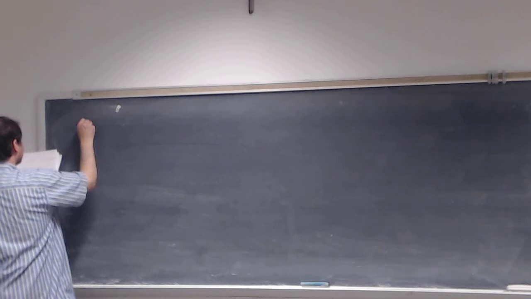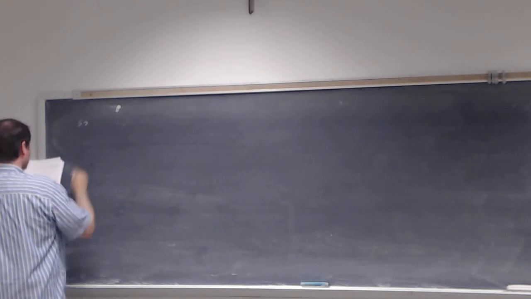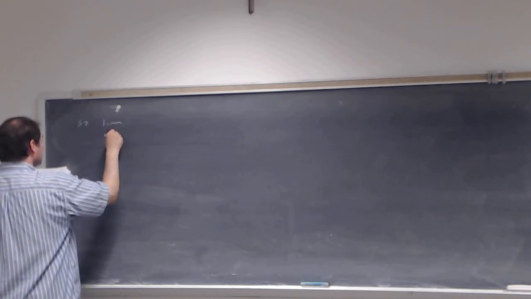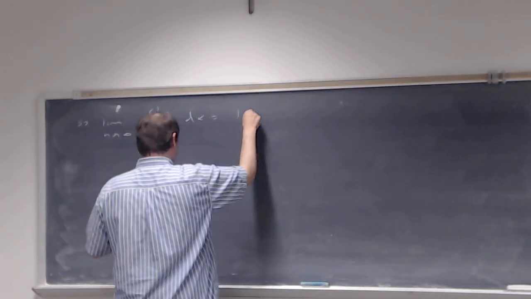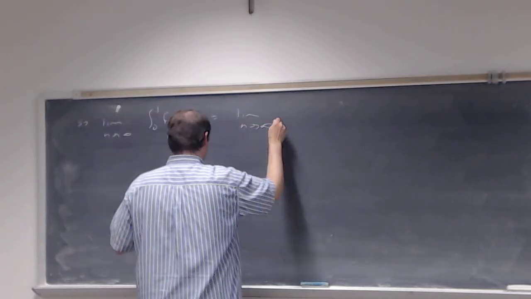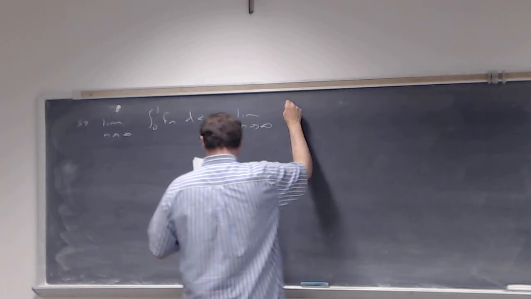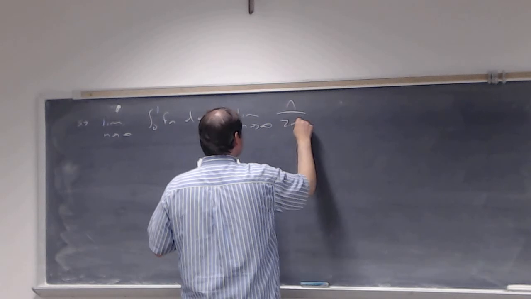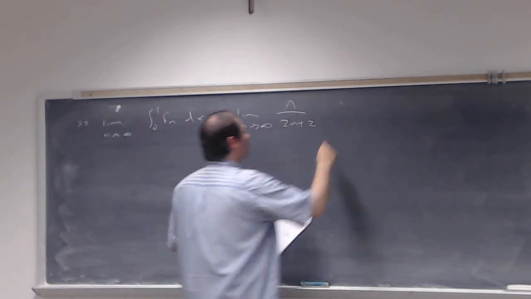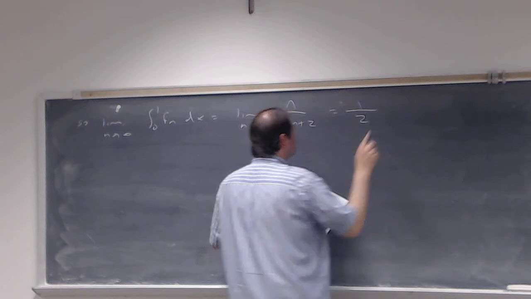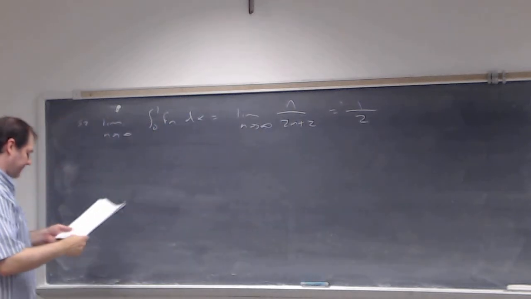Okay, so the limit as n goes to infinity of the integral from 0 to 1 of f sub n dx is equal to the limit as n goes to infinity of n over 2n plus 2. Now look, that's infinity over infinity form. We use L'Hopital's rule, and we're going to get 1 over 2. And that's what we get.